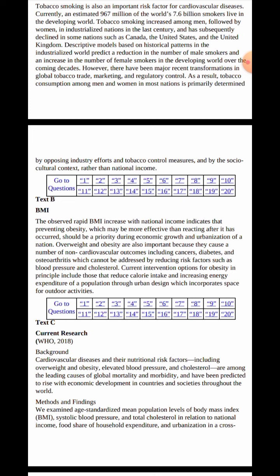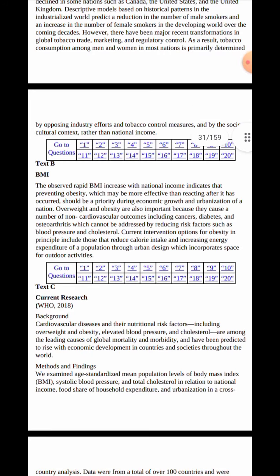Okay, so let's start. BMI. The first line, overweight and obesity, is not there. Second line is not there. The third line is not there. The fourth line, yeah, is there. The fourth line: overweight and obesity are also important because they can cause a number of non-cardiovascular outcomes, including cancers, diabetes, and osteoarthritis. So you have your answer right there on the fourth line for text B, BMI.